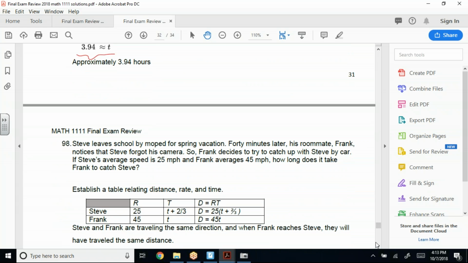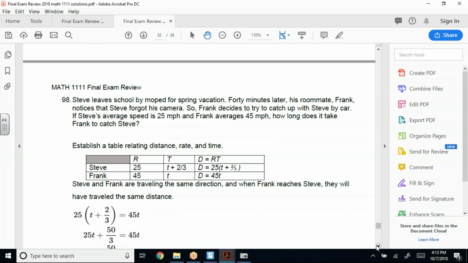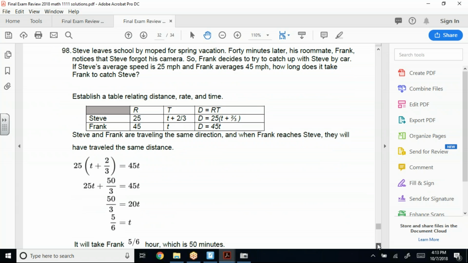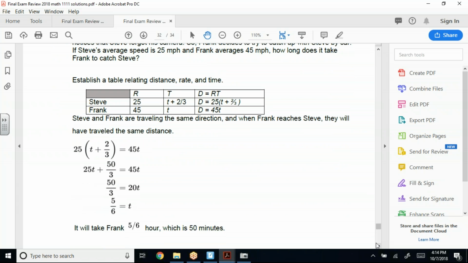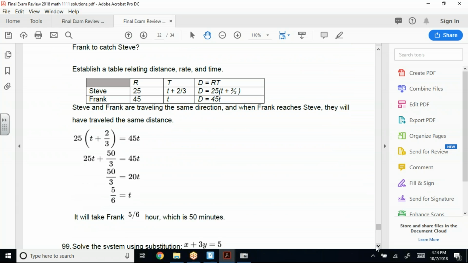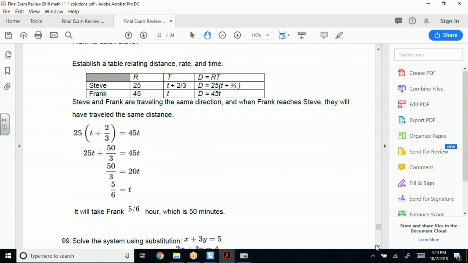Hey, look at that. She done plus. Yeah. There you go. We got the same thing.